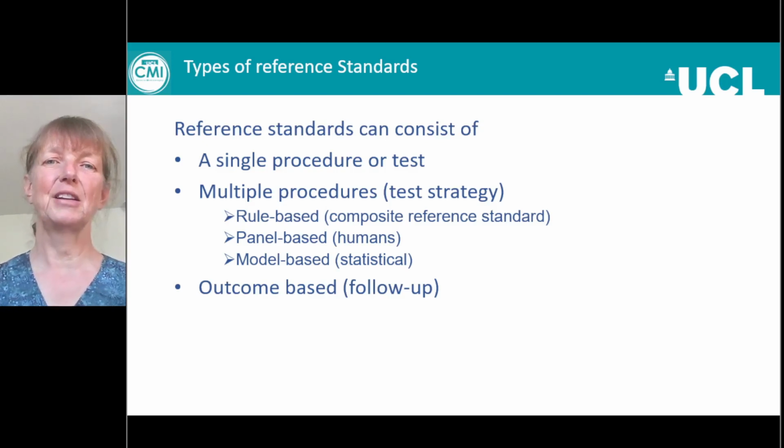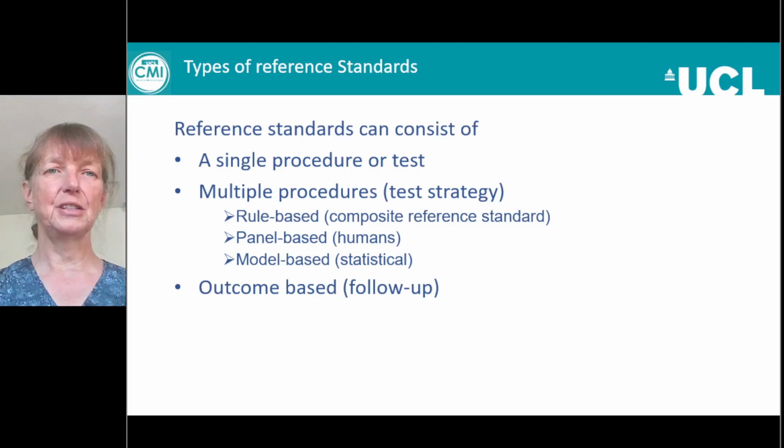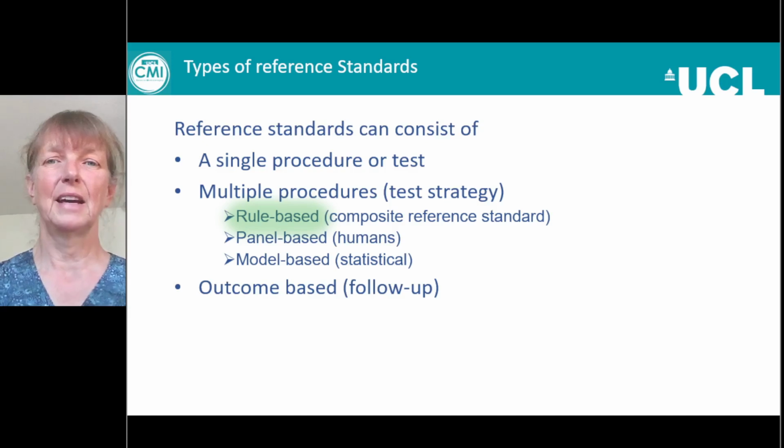Okay, so there are generally 3 ways that we'll do that. There's either a rule-based approach, where you have a rule for if A is positive, B is negative, and C is positive, then that means something. So you have a little formula for how you're going to interpret them.